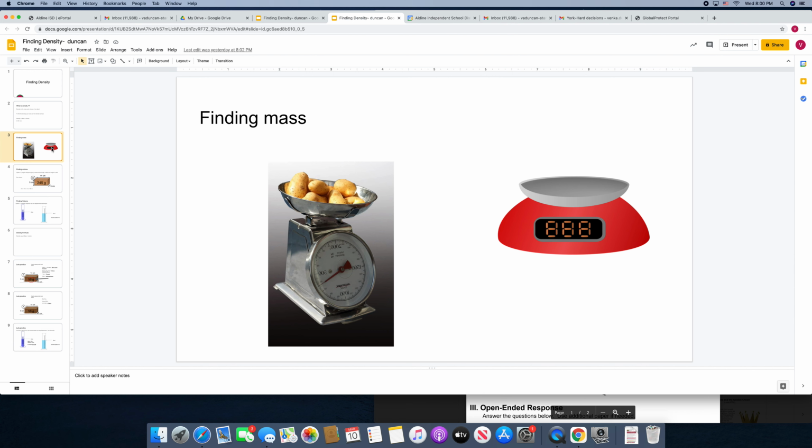When you're finding mass, it's very simple. Previously, we used to use triple beam balance scales. We no longer use those. Now we use digital scales. So to find the mass, all you would need to do is look at the number on the digital scale. So you place your object on the scale and the scale will tell you the mass. And that mass will be most likely in grams units.